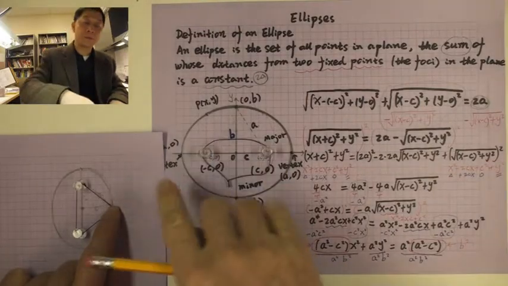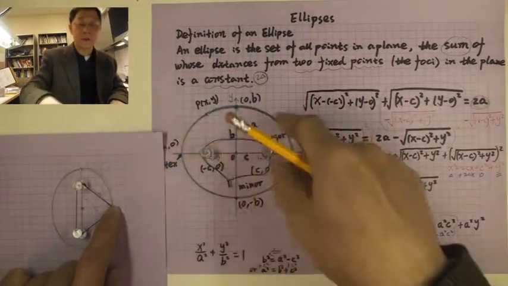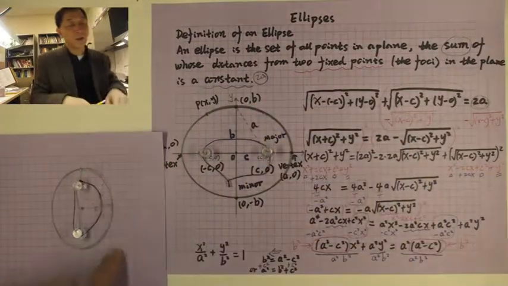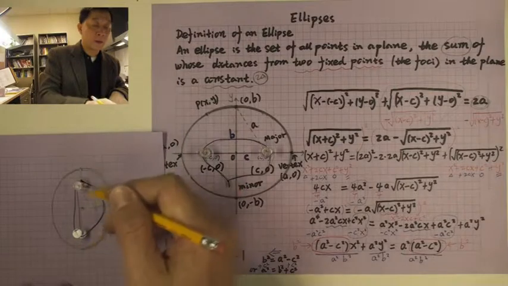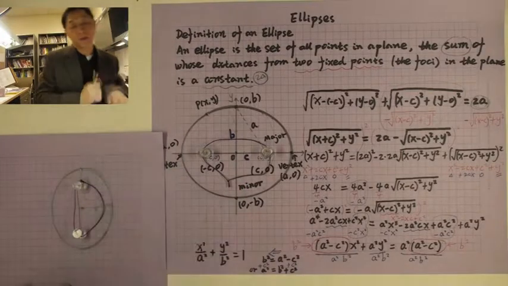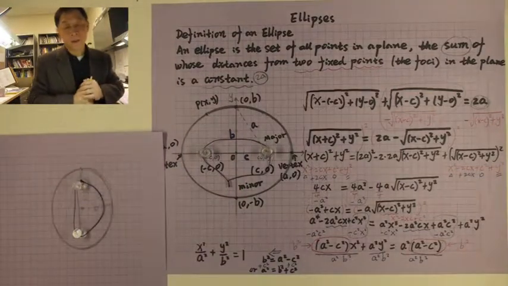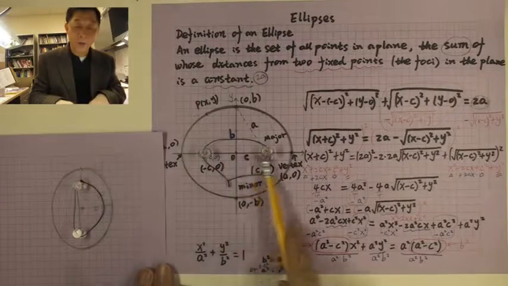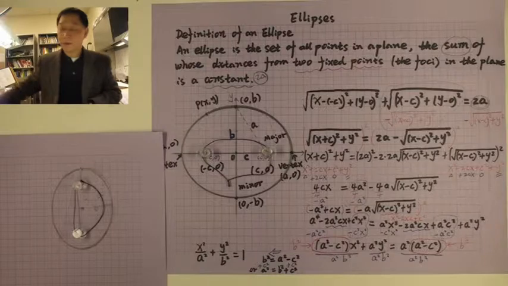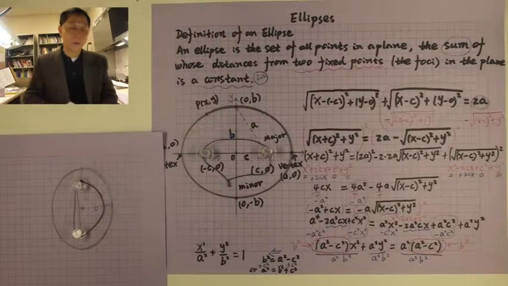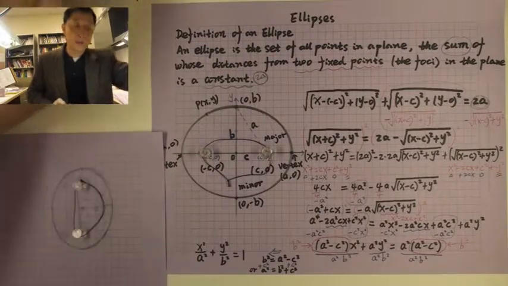Horizontal direction, the ellipse is like this, and then vertical direction, the focal points are like this. Okay, remember the standard equation. Later on we'll use this. Okay, so I'll see you next time with examples.